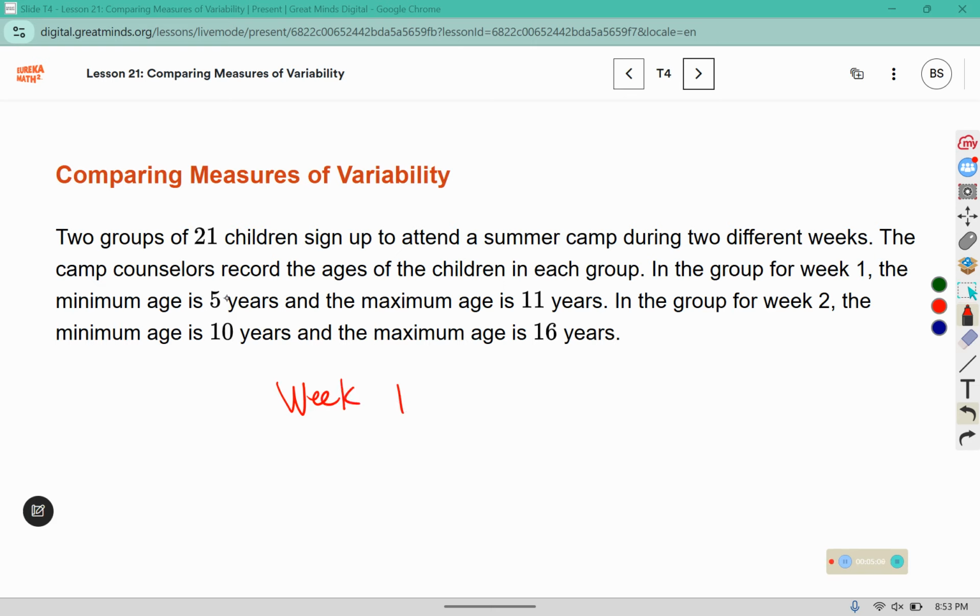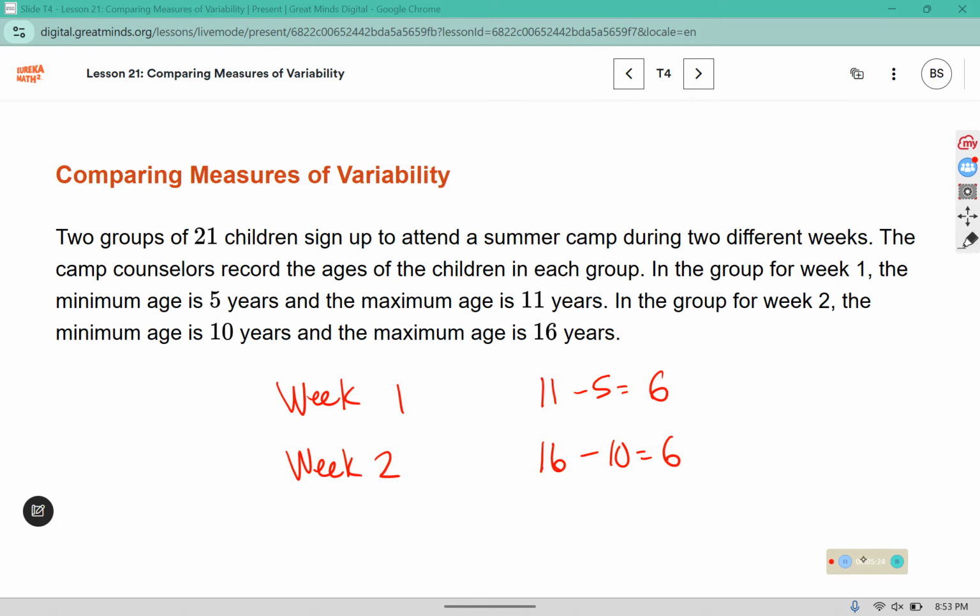For week 1, we went from 5 to 11, which is a range of 6. In week 2, we went from 10 to 16, which is also a range of 6. Range is just one way that we can measure variability. Some other ways that we measure variability is the interquartile range or the mean absolute deviation.